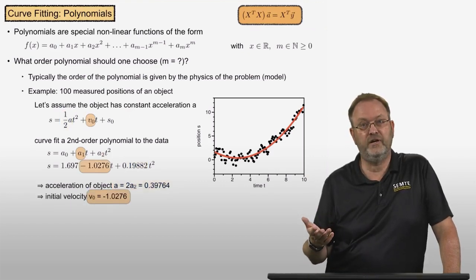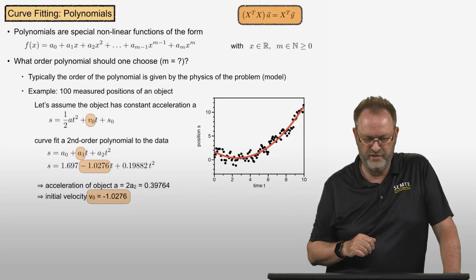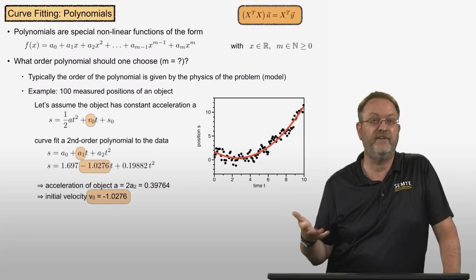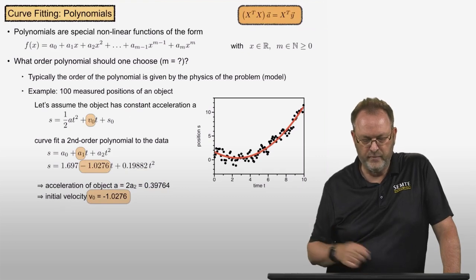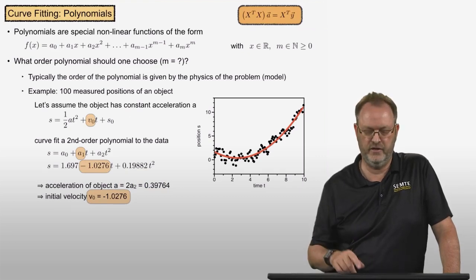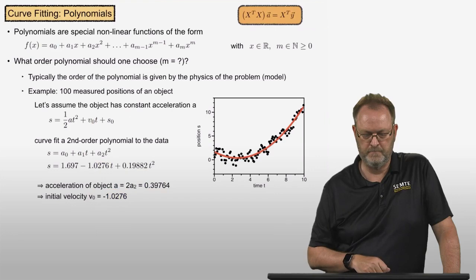We can also determine what is the initial velocity of the object. That's the prefactor a1. In this example, the initial velocity would be negative 1.0276 in non-dimensional units.